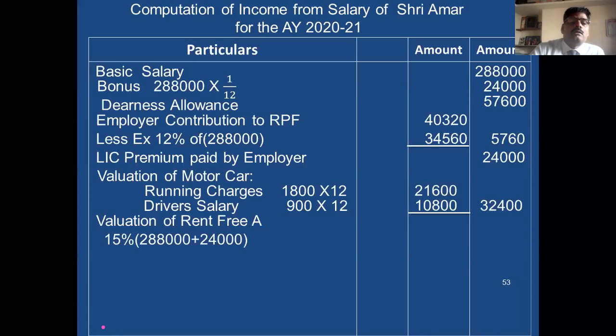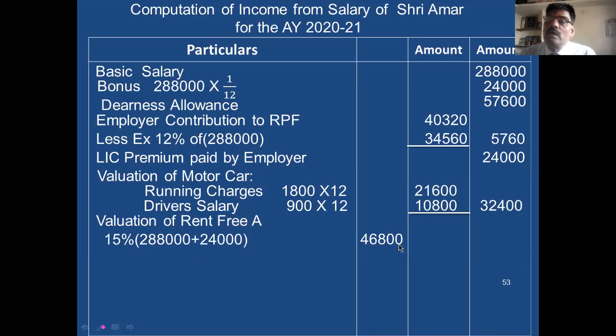Rent-free accommodation, you see here. Valuation of rent-free accommodation: 15% of salary. Salary means all the amount received in cash. 2,88,000 is received in cash, bonus 24,000 is received in cash. Dearness allowance is received in cash, but it is not eligible for retirement benefit. Employer contribution and LIC premium are not received by the employee; these are paid to separate organizations. Remember this point. Therefore, only salary and bonus are eligible. So you take the total of the two and make 15%.